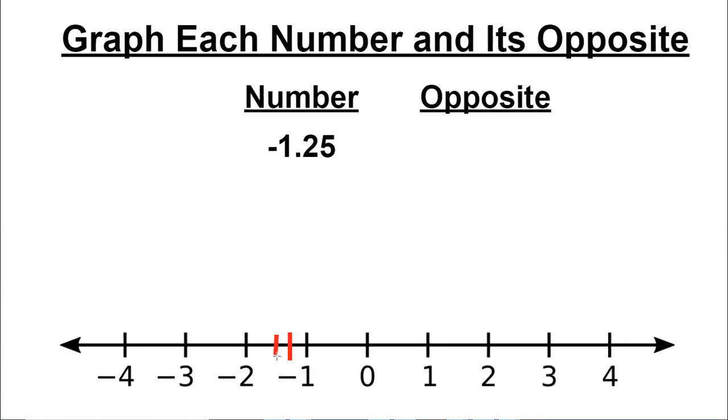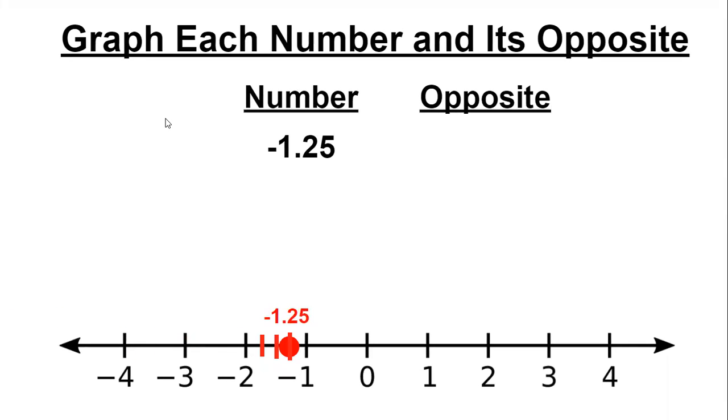This is about half. And then I need another one, right? So where would -1 and 0.25 be? It'd be right here on the first line, right? This is -1.25. This is -1.5. This is -1.75. So hopefully our dot will end up about where we put our lines. Yep, -1.25.